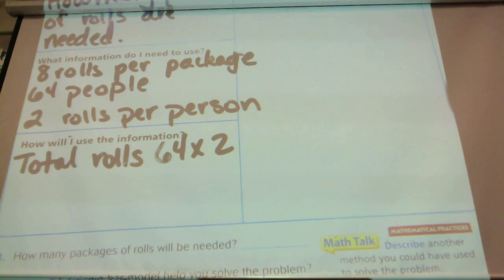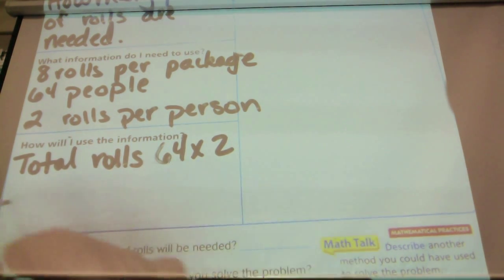Think about what it's asking you. If you have 64 people in a classroom and each person needs to get 2, can you divide? No. Each person needs 2 whole rolls. You're going to need to do 64 one time and 64 again. How many times was that? 2. 64 times 2.